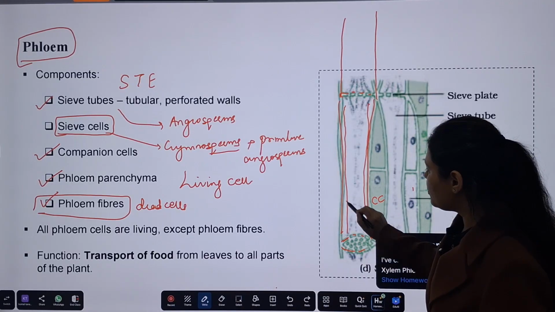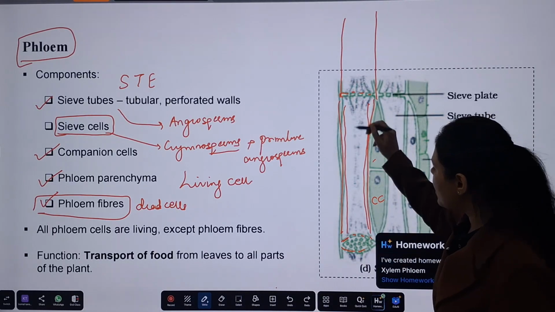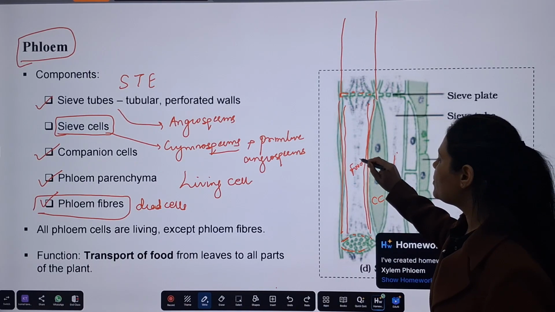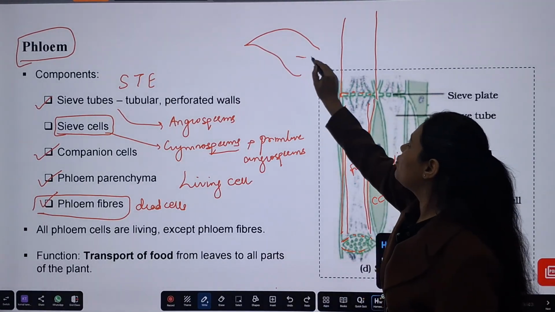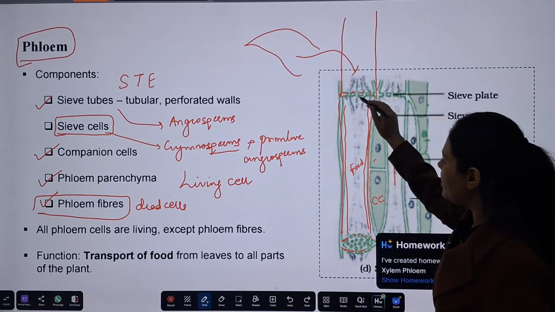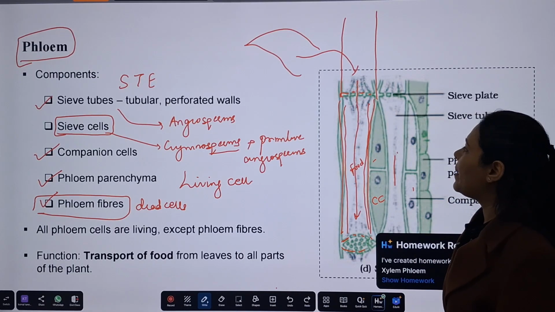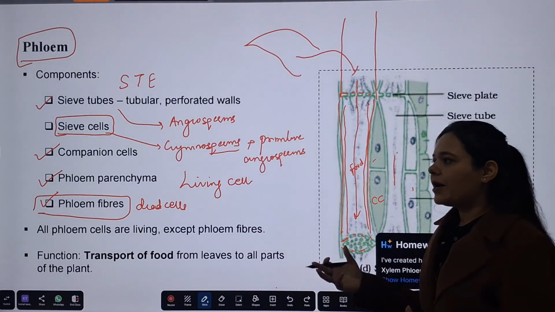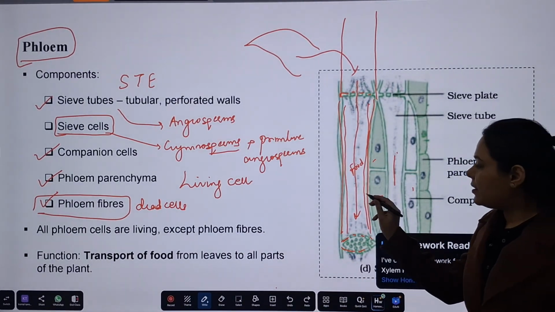Cytoplasm is reduced to the sides. It is a thin film present at the side. It provides an unrestricted pathway for the movement of food from source to the sink. Generally, sources are leaves. So food is transported to sieve tube elements, and then an unrestricted pathway is provided by these sieve tube elements. Since the cell is living, the nutritional requirement is fulfilled.